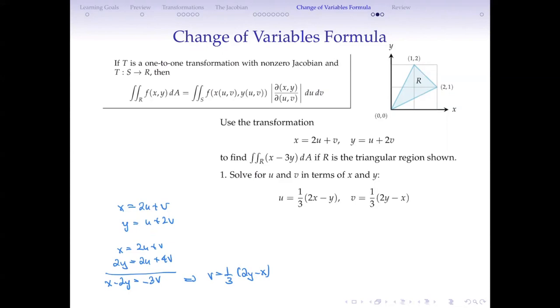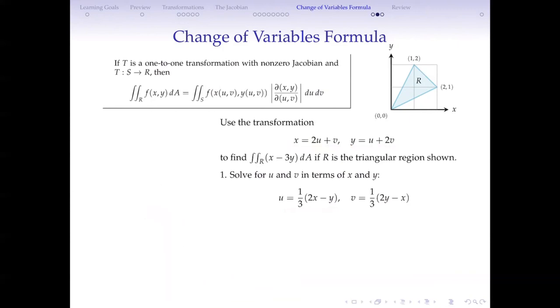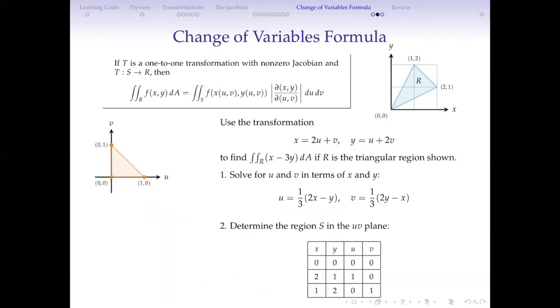Okay, so the first step is to solve for u and v in terms of x and y. Take the given formulas for the change of variables and invert them. What's the second step? The second step is to determine the region S in the UV plane that corresponds to this triangle. And fortunately, this works out very nicely.